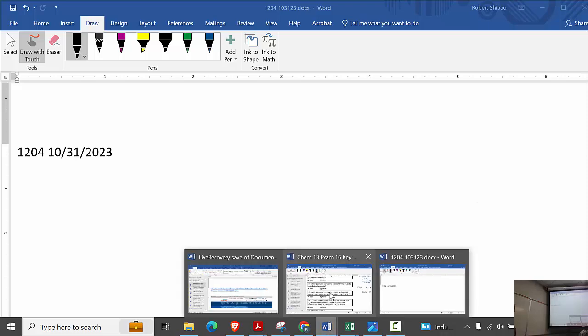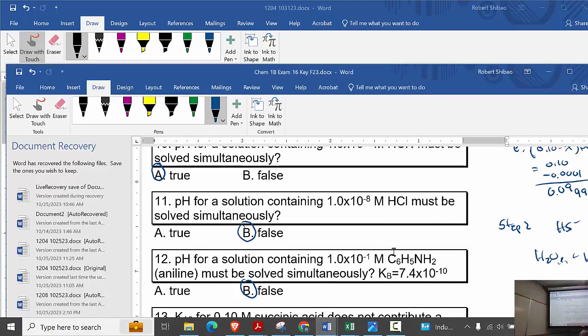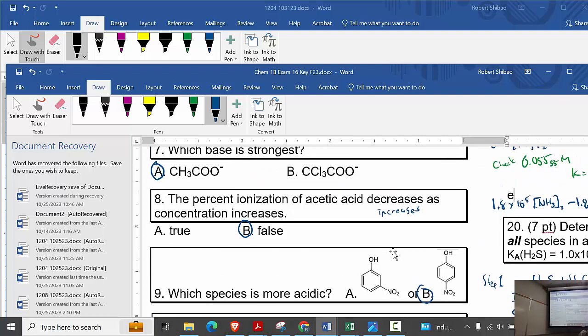Percent ionization of acetic acid decreases as concentration increases. Maybe I did it wrong, but I tried checking it, where I set the molarity of acetic acid as a variable and then plugged in two different values. And what I got was, as the initial molarity decreases, the percent ionization increases. That's correct. So is it not the inverse?